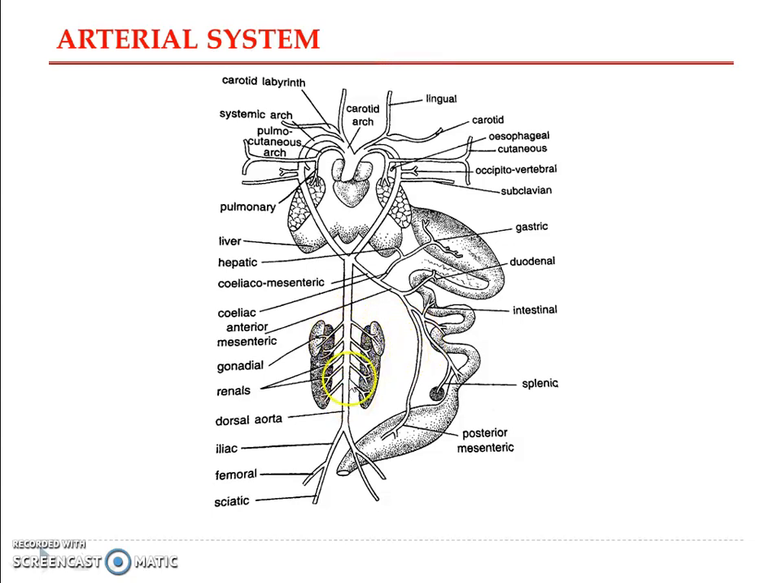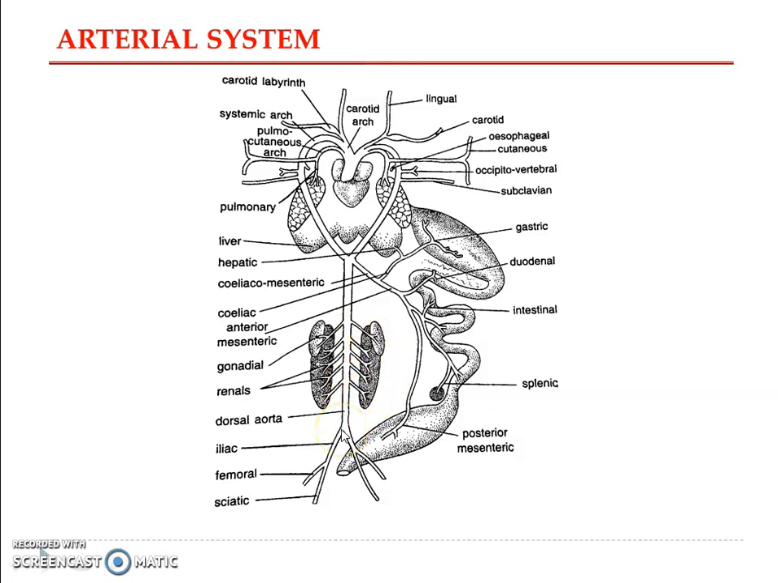Further posteriorward we go, we can see the next set of arteries arising from the dorsal aorta. They are the renals. The dorsal aorta gives off almost 5 to 6 pairs of renal arteries supplying the kidneys. You can see over here. So these renals supply the kidneys.